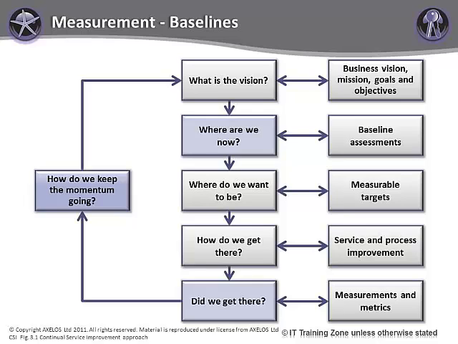This is the baseline. At the "did we get there" step, measurements and metrics can be compared against the baseline to see if we have been successful in our attempts to make improvements. So, if we didn't have a baseline, we couldn't prove anything.